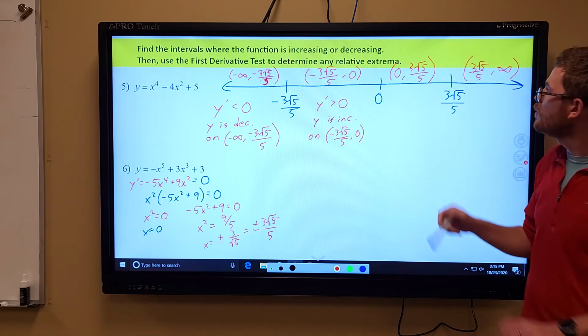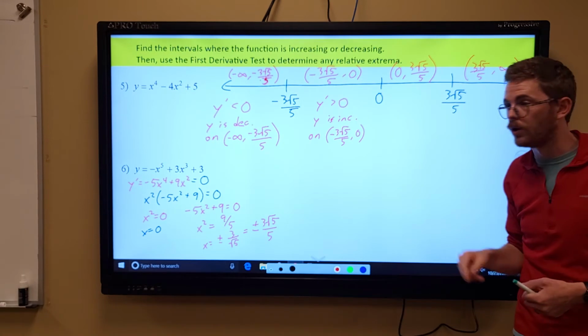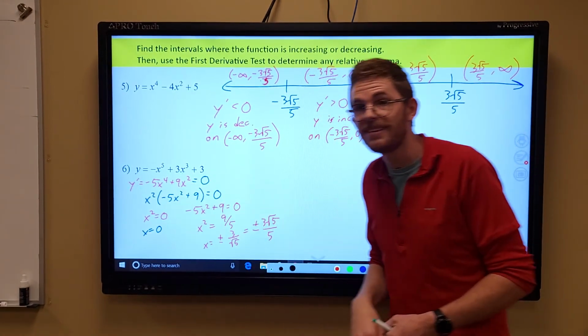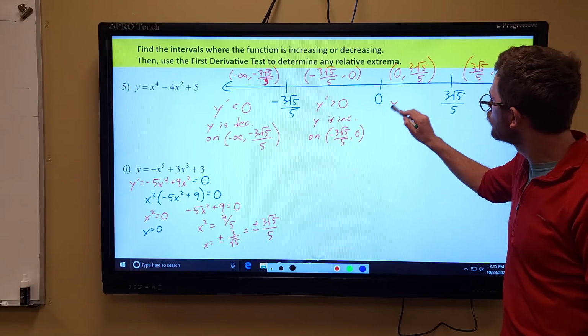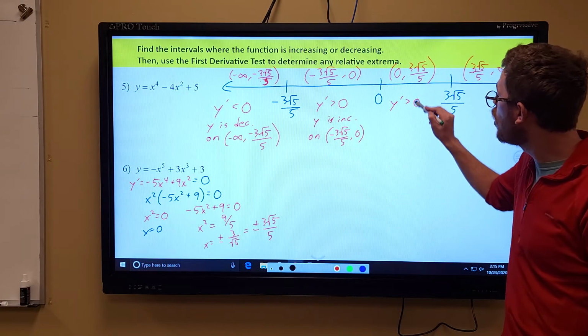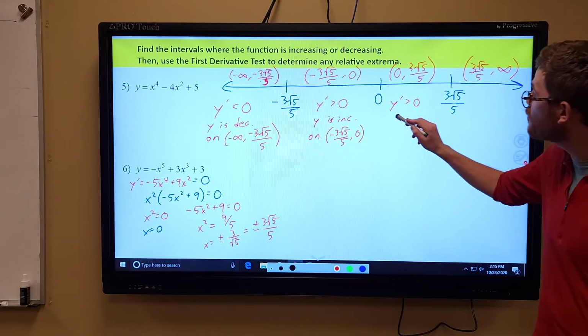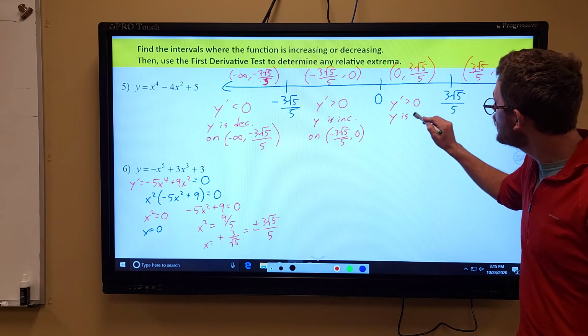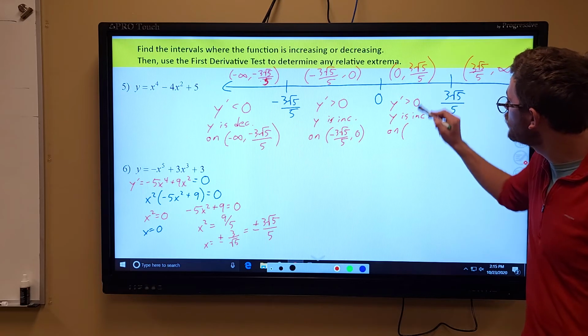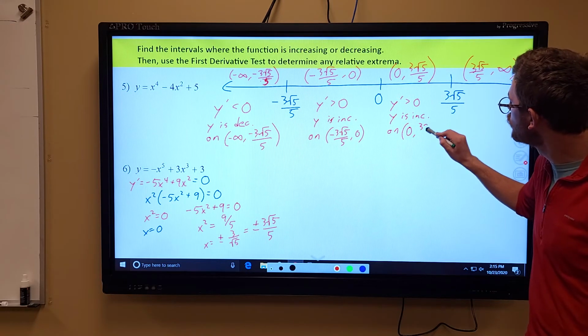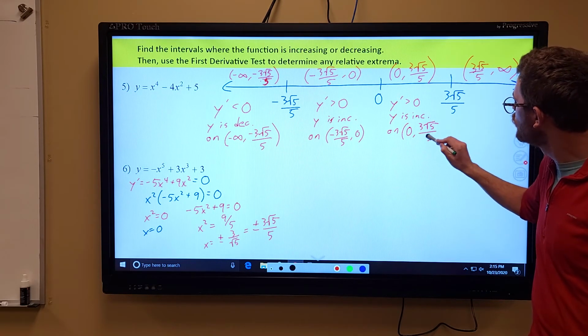On our next interval, we could look at a positive 1. If we plug a positive 1 in, we get the same thing that we got with the negative 1. So right here, our first derivative is also positive. Our function is also increasing on this interval from 0 to 3 root 5 over 5.